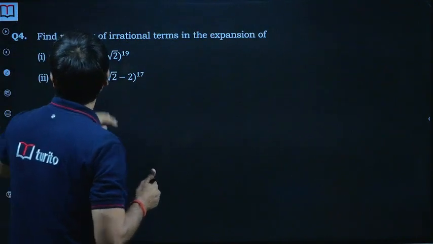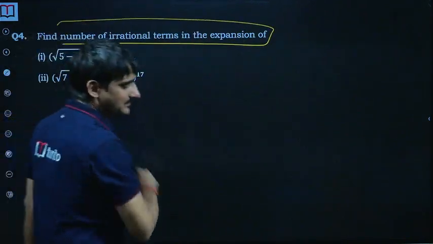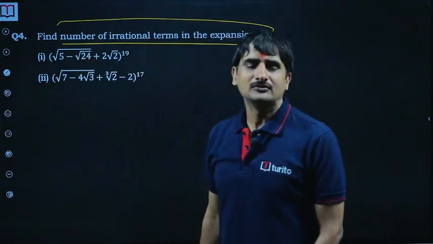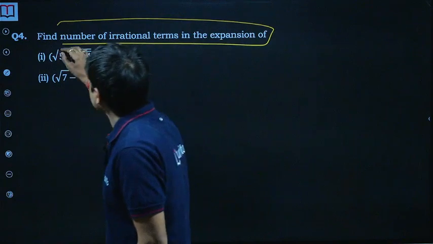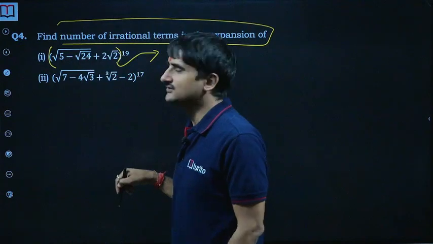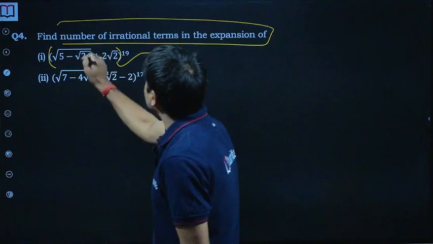Now see, again, find the number of irrational terms in the expansion. Now look at the form of the question here. Root within root: under root of 5 minus root 24. See, I am going to solve this, and then I will expect you people to pause the video and solve the next one on your own. So, root within square root.